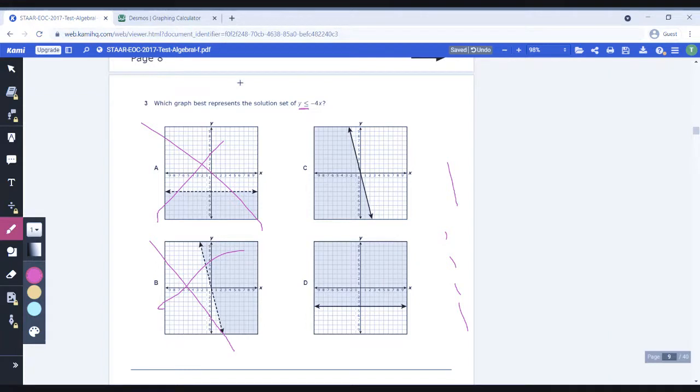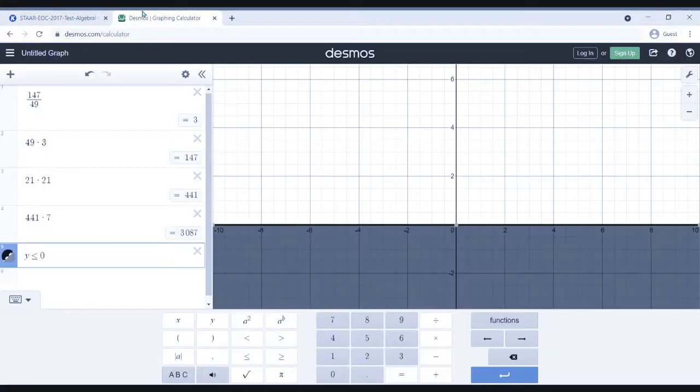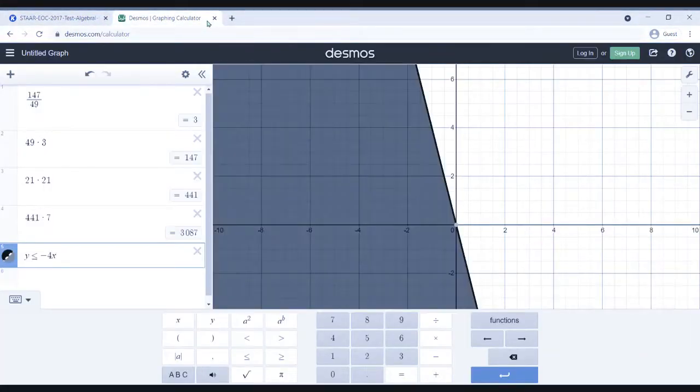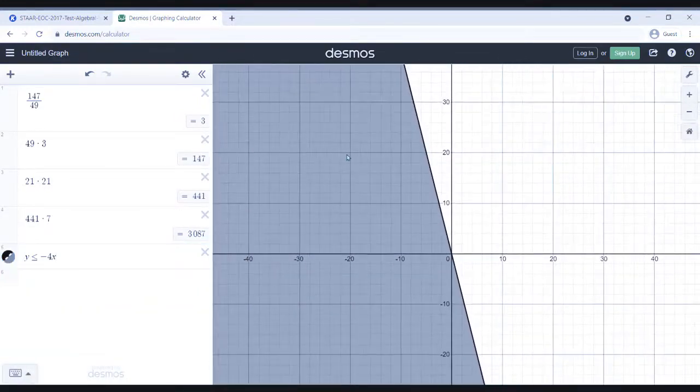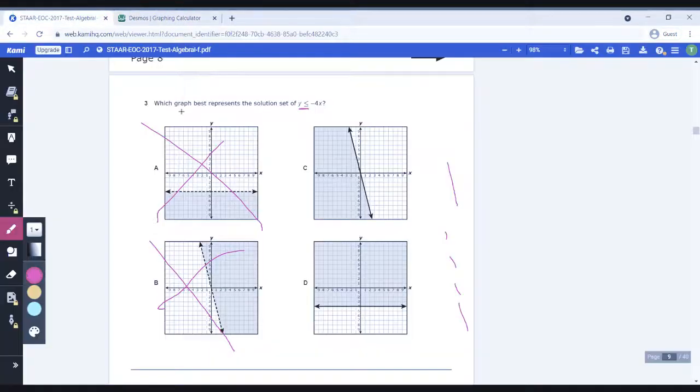One way to do this is to use a graphing calculator. Like I said before, the TI-84 wouldn't show up on my laptop when I was presenting, so I'll just do it on the Desmos calculator. First we type y, then less than, and we put the equal to sign right after it, and then we put in negative 4x. So then we have our graph. Let's see which graph matches that. So C matches the graph shown.